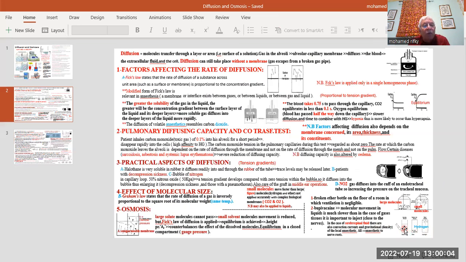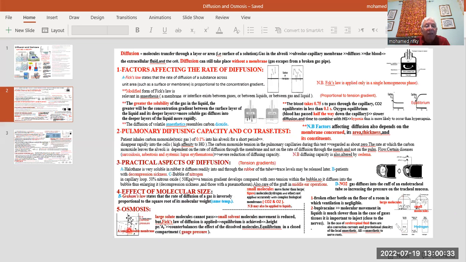With injection of local anesthetic in the CSF, the spread of the local anesthetic is affected by the convection current and, of course, by the density of the local anesthetic, whether it's hyperbaric or hypobaric. The fifth point we will discuss is osmosis, which explains that if we have a container separated by a semi-permeable membrane, which is difficult to construct really.